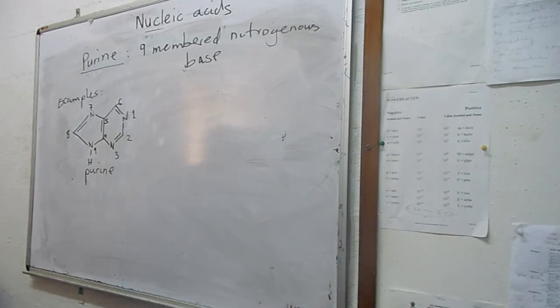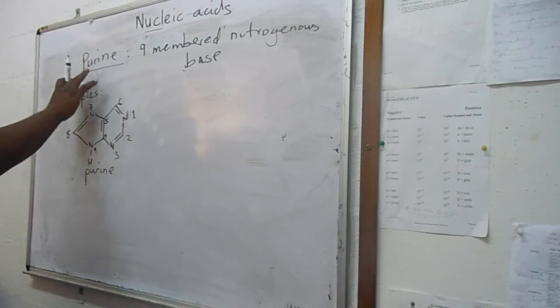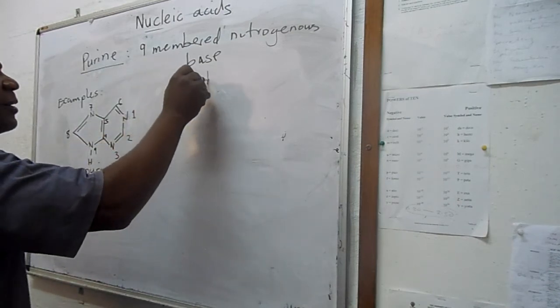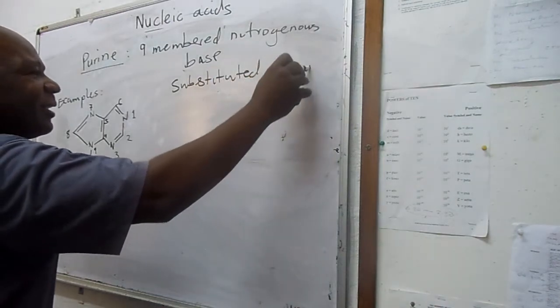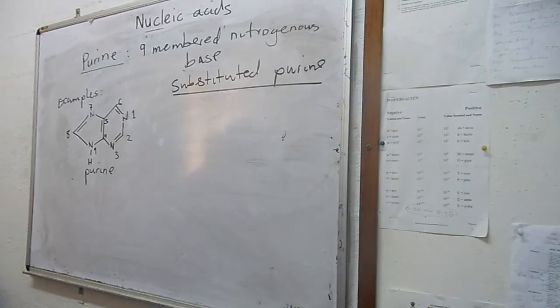Now, what you find in nature are not the non-substituted purines. This is a non-substituted purine. What you find in nature are the substituted purines. So let's look at the substituted purines.